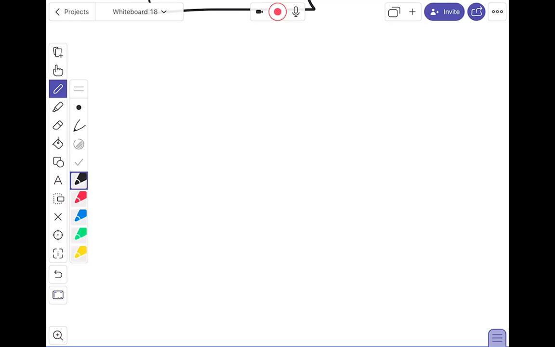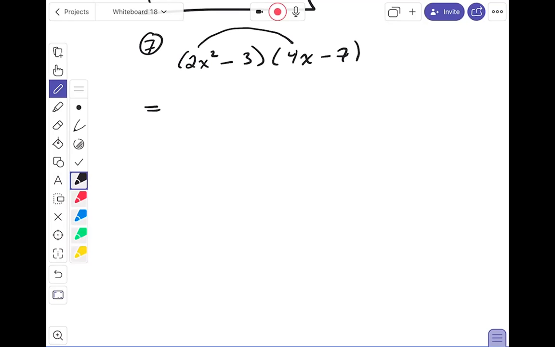And we're on number 7 now, right? And what's number 7? 2x squared minus 3, 4x minus 7. Well, again, my claim is it's really easy to do the first term. What's that going to be? 8x cubed. It's really easy to do the last term. It's going to be plus 21. It's this guy in here that students struggle with.